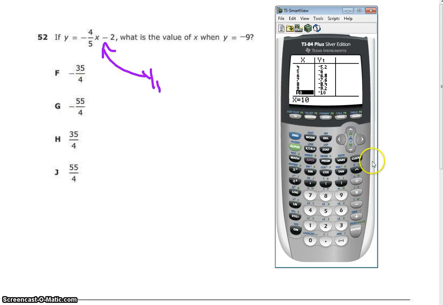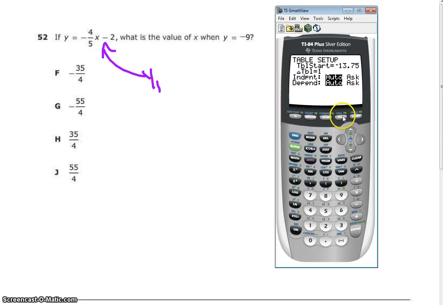Notice that all of these are decimals, so what I would probably do is change my table startup and say negative 35 divided by 4. And that's going to be 5. I need it to be negative 9. So now I'm going to change my table startup again. And it's going to be negative 55 divided by 4. And go to my table. And there it is. Nope, that's a positive 9. I need it to be negative 9.